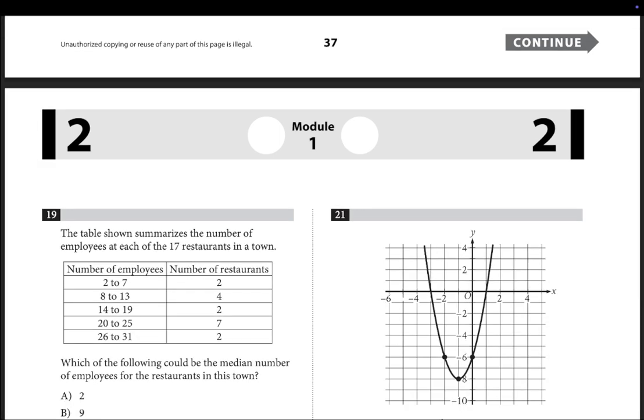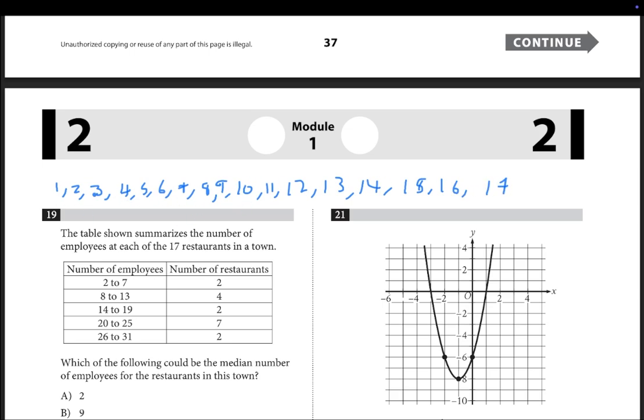So the question states, the table shown summarizes the number of employees at each of the 17 restaurants in the town. Which of the following could be the median number of employees for the restaurants in this town? So we have 17 restaurants. We're going to write out the numbers 1 to 17. So we want to find the median number. So we're going to find our middle number.